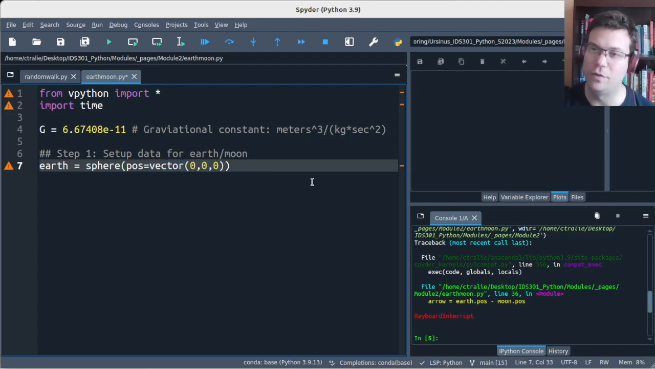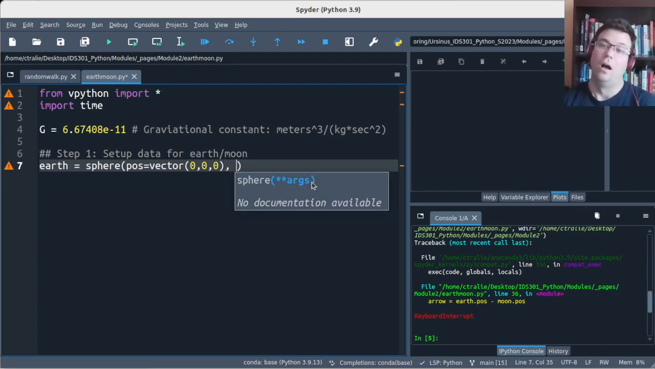So in VPython, we use these objects called vectors, which are really just lists or arrays of 3 elements. And the reason there is because we're in 3 dimensions, so we have 3 coordinates, x, y, and z. Okay? So the position is specified with 3 coordinates. We can also specify the radius of the sphere. So the radius of the Earth is 6 times 10 to the 7th meters. So that is 60 million meters. Pretty big.